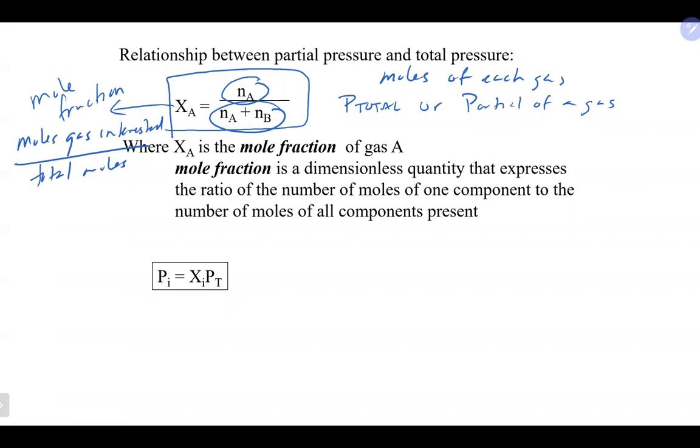And we can use this formula on the bottom, which is the partial pressure of a gas is equal to the mole fraction times the total pressure of that gas.